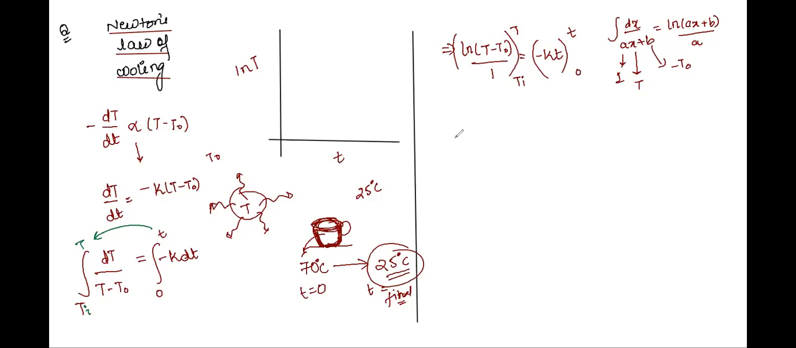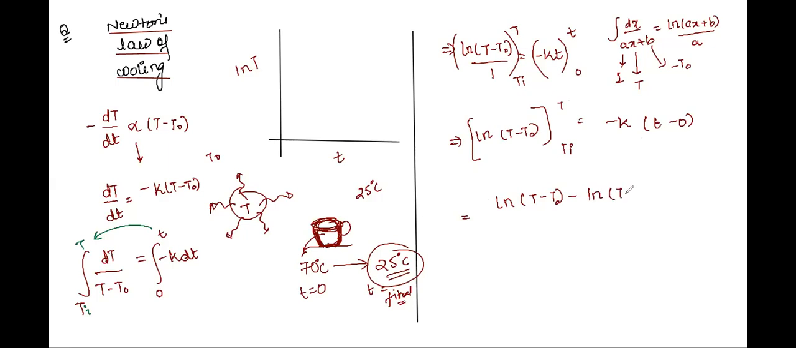So how will we have the expression? We'll have the expression as log of (T minus T naught), taking the limits from Ti to T, is equal to minus Kt. Let's apply the limits. So we'll have log of (T minus T naught) minus log of (Ti minus T naught), right, this is equal to minus Kt.